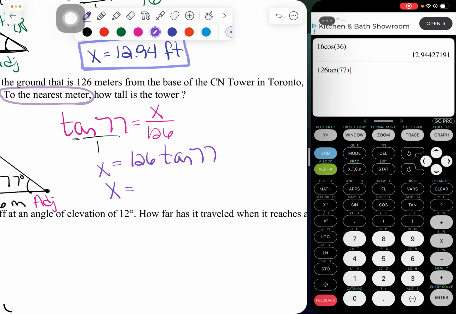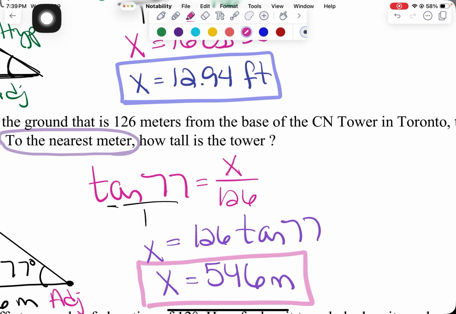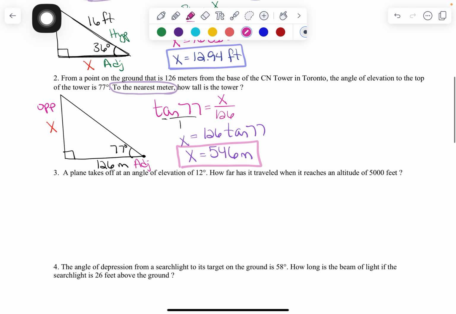So in this case, x is going to equal 546 meters, because it did say to round off to the nearest meter, so that means no decimals. So 546 meters there. Let's go ahead and get rid of that, and I'm going to keep rolling on down to the next problem here.